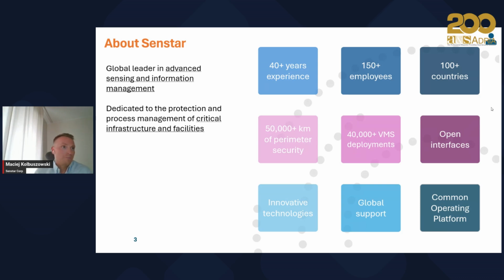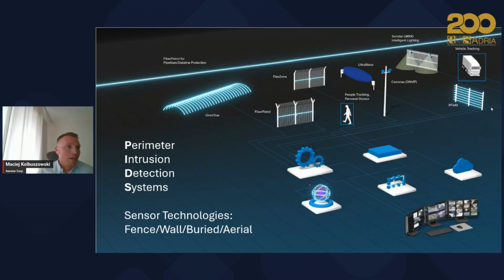Our motto since last year is Senstar makes sense. So we are a sensing company. We make sensors, different types of technologies, which I will briefly overview in a second. We focus on several verticals, which I will also mention. But basically for every type of perimeter we have a solution, so we'll find something for you based on your budget, your expectations, and so on.